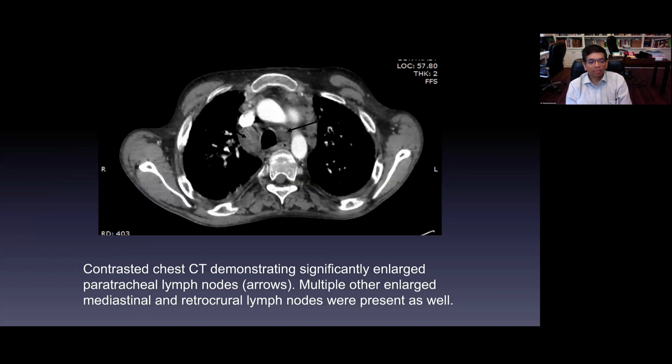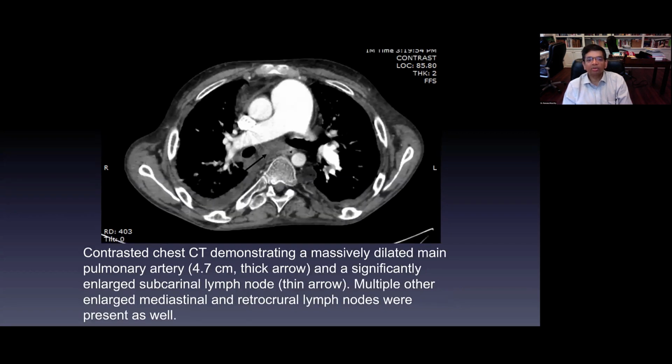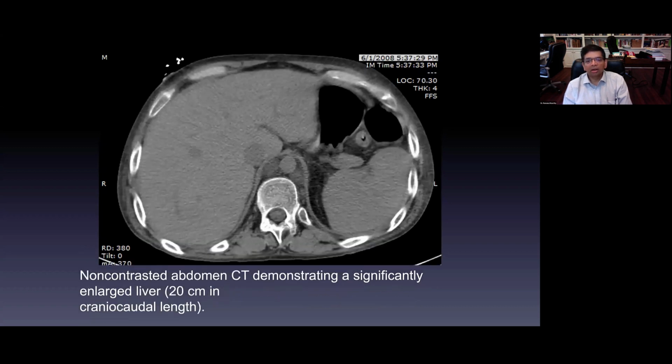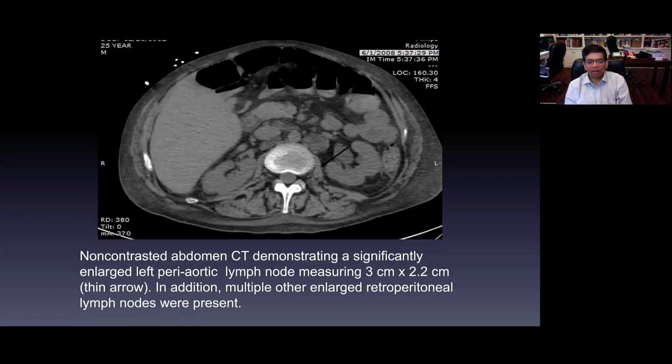And this patient has this on the CT scan. This contrast CT shows large paratracheal lymph nodes. Multiple other enlarged mediastinal and retrocrural lymph nodes were present as well. So we're thinking, maybe this is sarcoid, even though his tests were normal. But he's got a very dilated main pulmonary artery and significant enlargement of subcarinal lymph nodes too, which goes along with pulmonary hypertension. It's very unusual looking. And then he's got a very enlarged liver. Well, that's interesting. That could occur in sarcoid too, right? So we're thinking sarcoid.